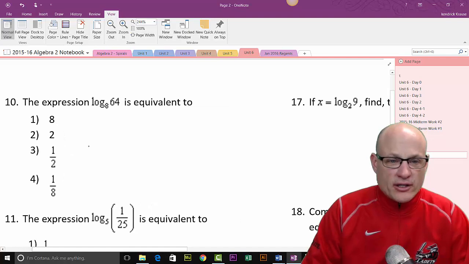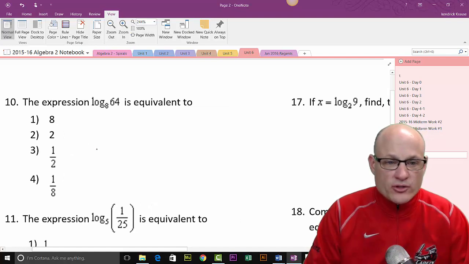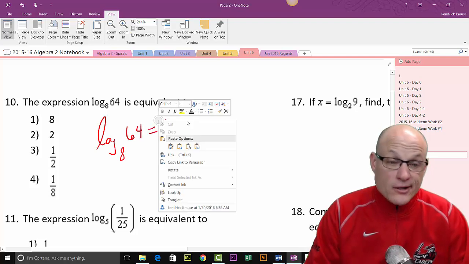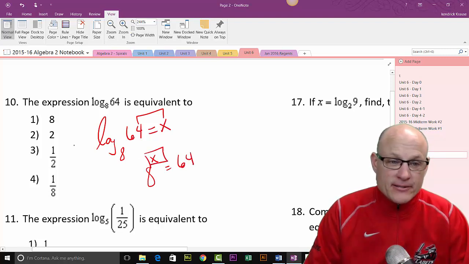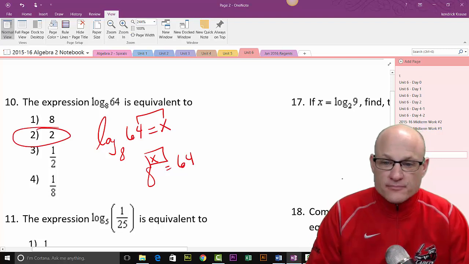So, without a calculator, don't forget what you're going to do. To do these without a calculator, you say, okay, this is equal to x. All right. So, if it's equal to x, then what I say is, it's a logarithm. I want to change its form. So I say, okay, it's all about the base. 8, and then these two switch. 8 to the x is equal to 64. So what exponent do I need? I need a 2.